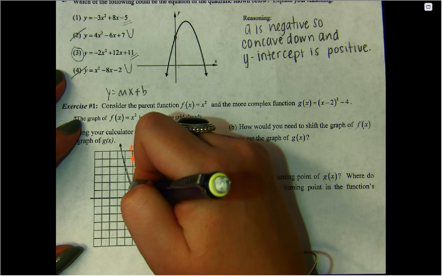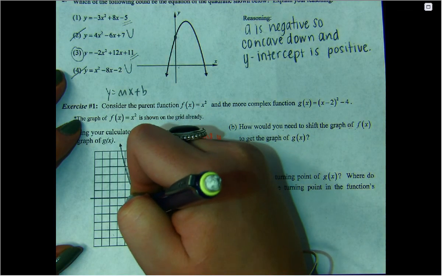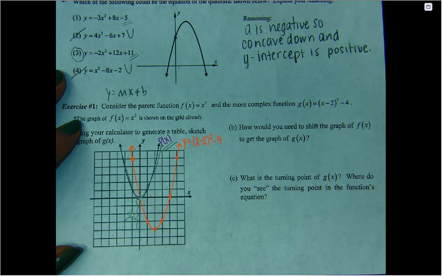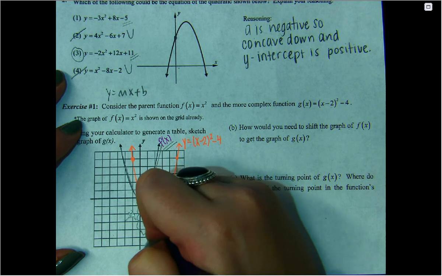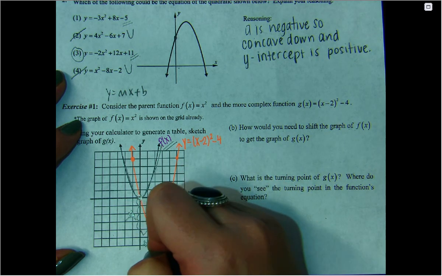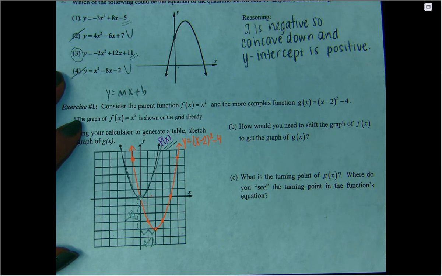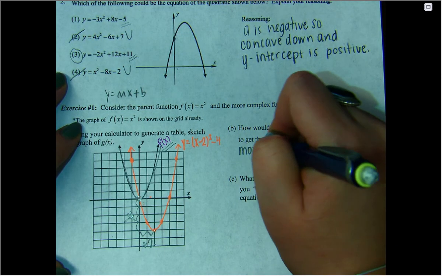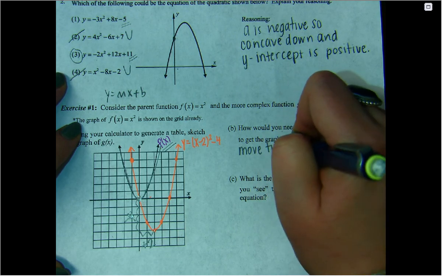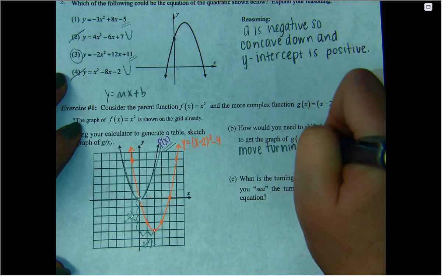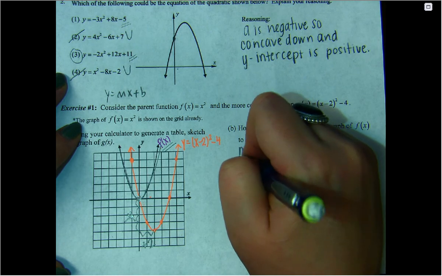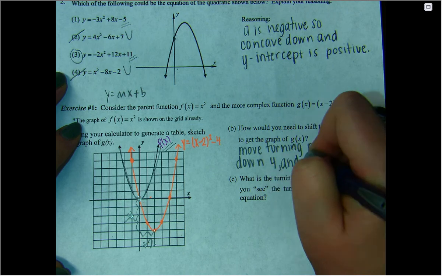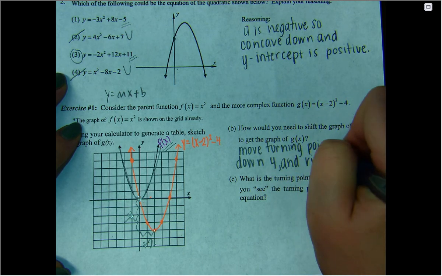So I'd have to go down 1, down 2, down 3, down 4. So this would have to be moved down 4. And then I'd have to go to the right too, and moving to the right is positive. So I would say I'm going to move the turning point down 4 and right 2.